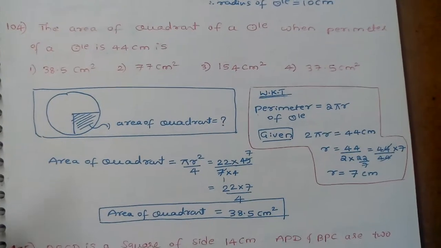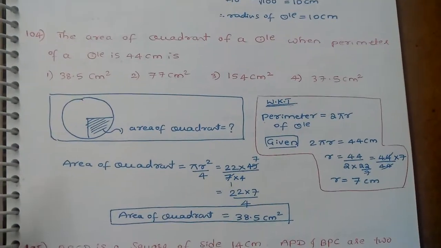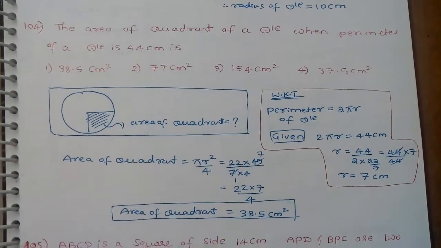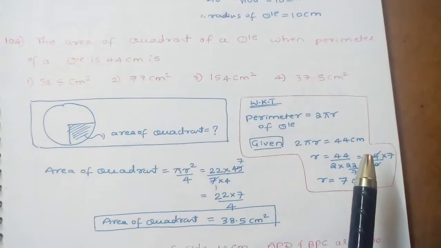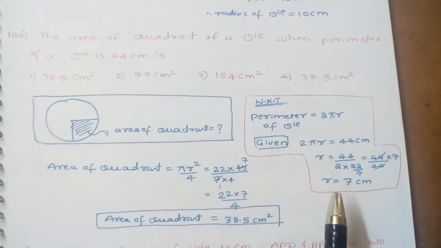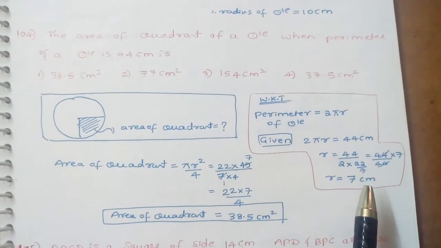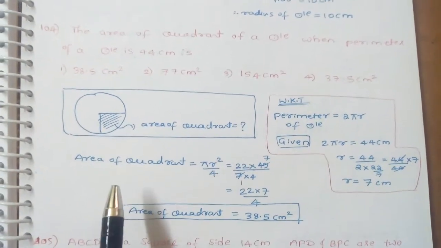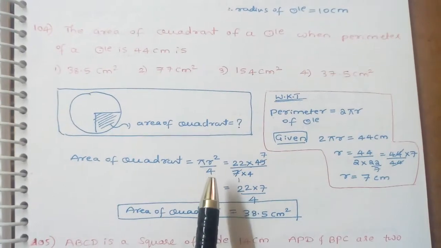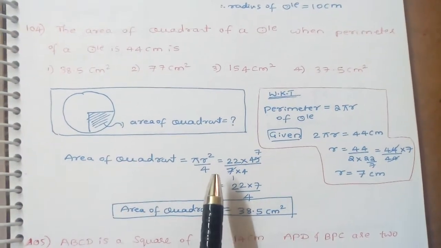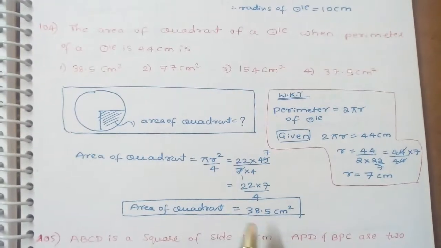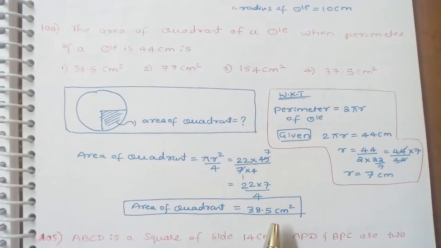What is the area of a quadrant of a circle when the perimeter of the circle is 44 centimeters? We know that the perimeter of a circle is 2 pi r. They have given 2 pi r equal to 44 centimeters. On solving we get radius 7 centimeters. The area of a quadrant is pi r square by 4, because a quadrant means 1/4 of the circle. On substitution we get the area of the quadrant as 38.5 cm square.